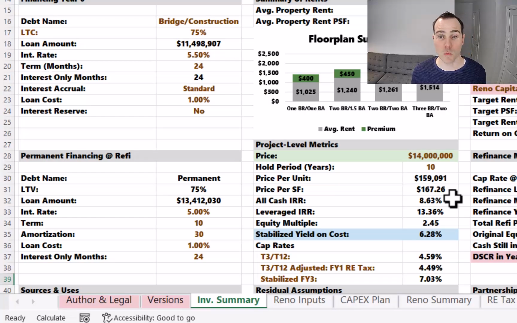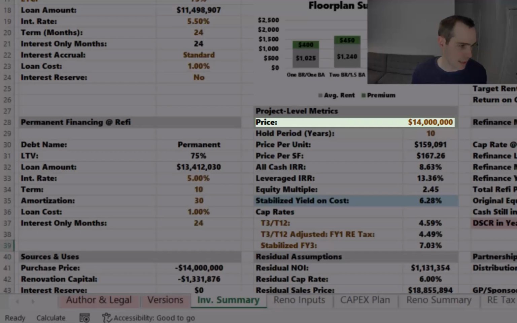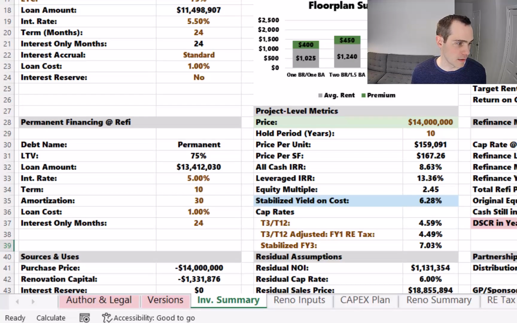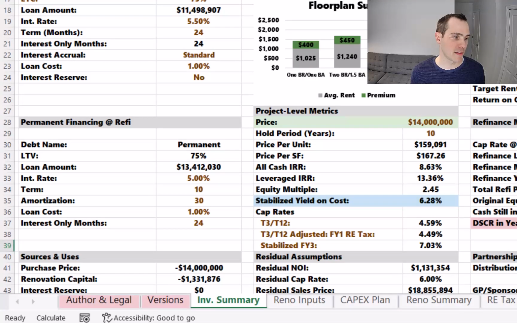Let's look at Tactica's redevelopment model quickly. So in the project level metrics, I have a $14 million purchase price, a 10-year holding period, and we're doing a fairly significant renovation on a distressed project. And you can see the leveraged IRR right now is 13.36%. This doesn't feel like enough return for how risky this project actually is.